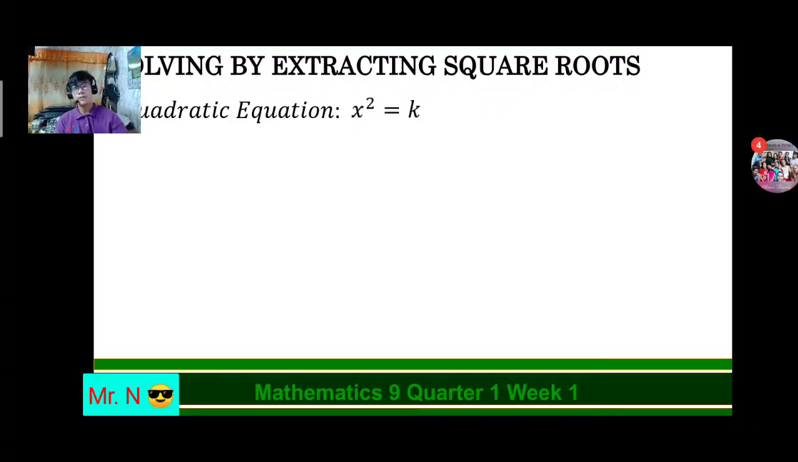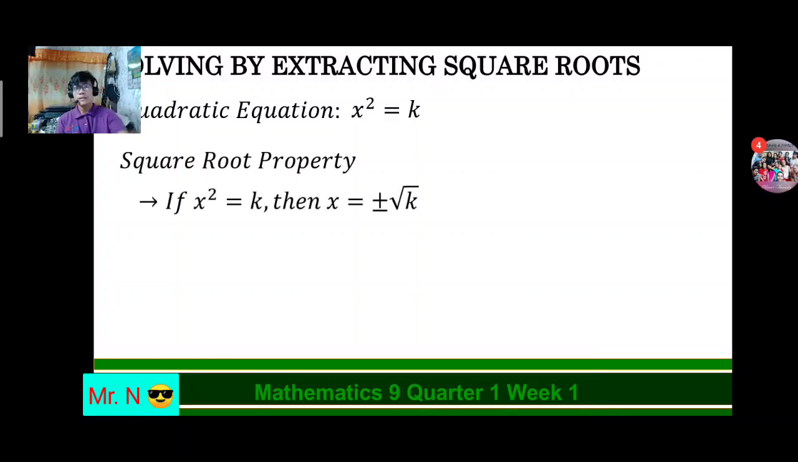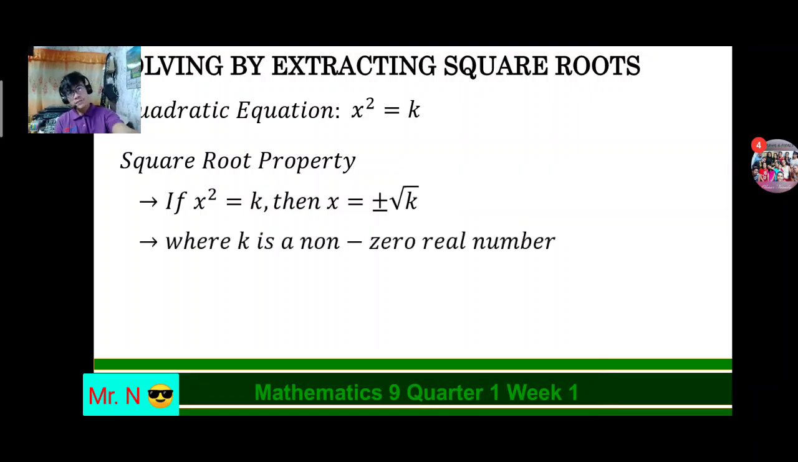So, quadratic equation in the form of x squared is equals to k. So ito yung lagi nyo tatandaan. To solve by extracting square roots, kailangan yung quadratic equation nyo ay nakasulat in a form of x squared is equals to k para magamit nyo yung square root property. And it states that if x squared is equals to k, then x is equals to positive or negative square root of k. So, ang nangyari, parang in-square root nyo lang both sides doon sa x squared is equals to k. Okay? Wherein, k is a non-zero real number.